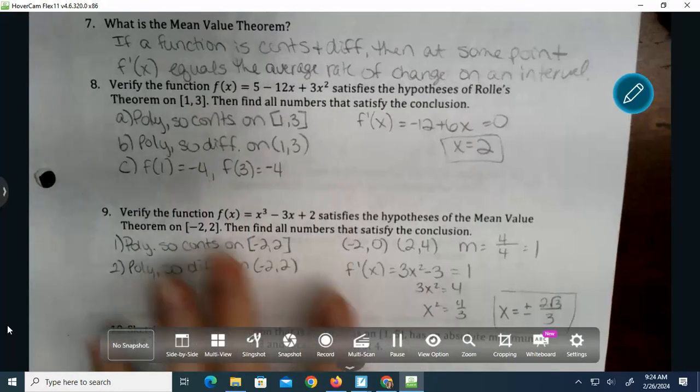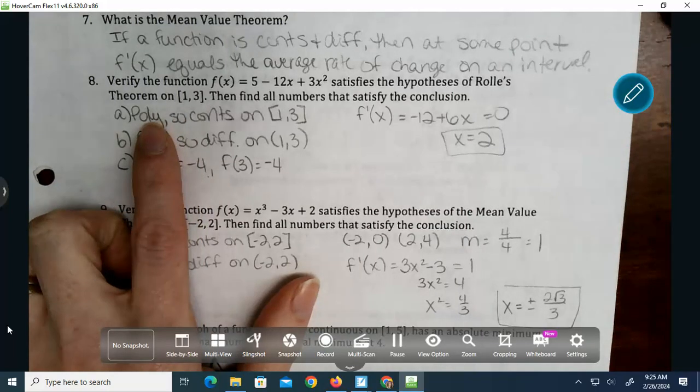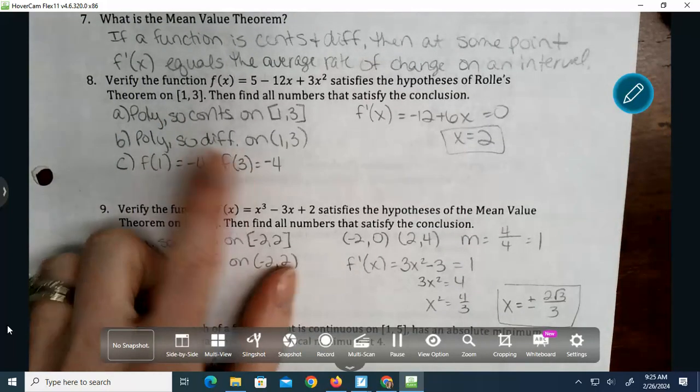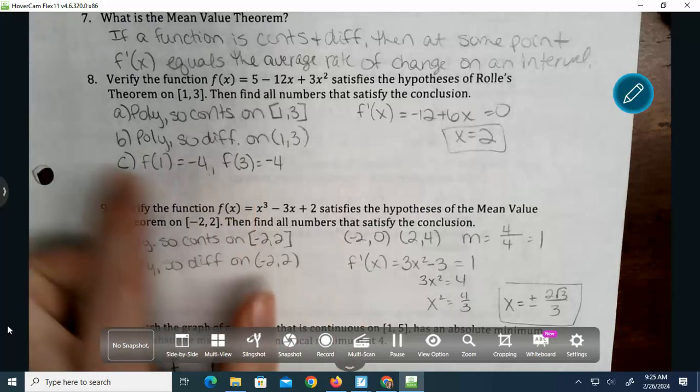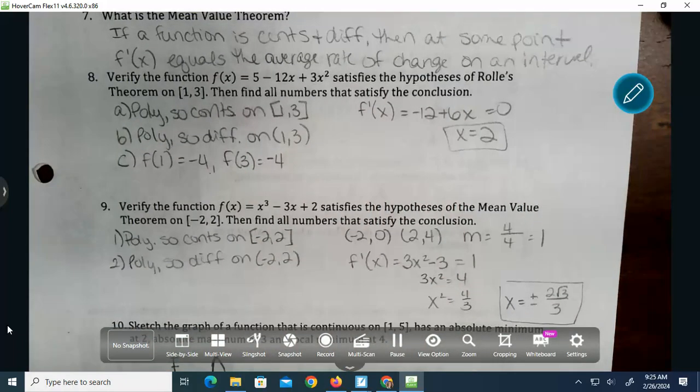Number 8, so it's a polynomial, so you know it's continuous and differentiable. If you plug in 1, you get -4. If you put 3, you get -4, so the criteria is met. So you set your derivative equal to 0, and you get 2.